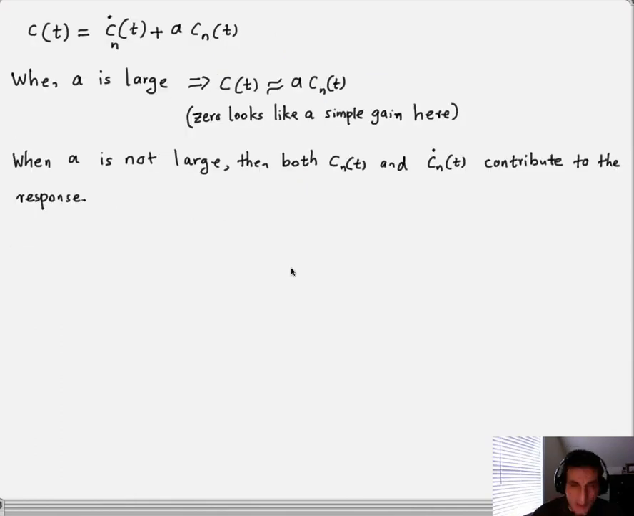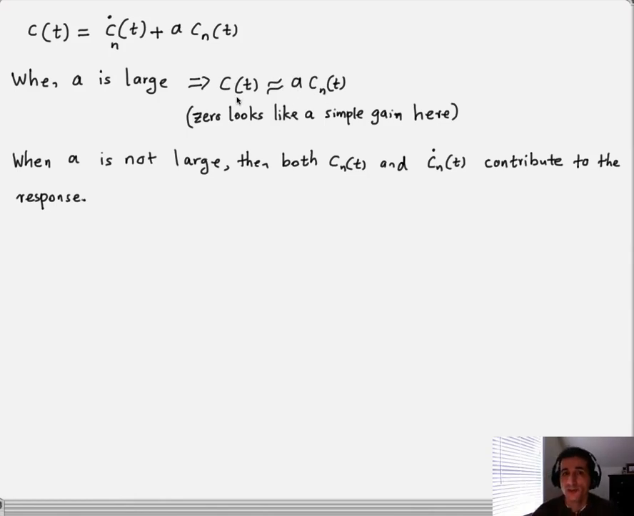So what does this equation tell you? It tells you that if a is large, then of course you can just ignore the derivative term, meaning that the response of the system with a zero is just going to be a scaled version of the response of the system with no zero.